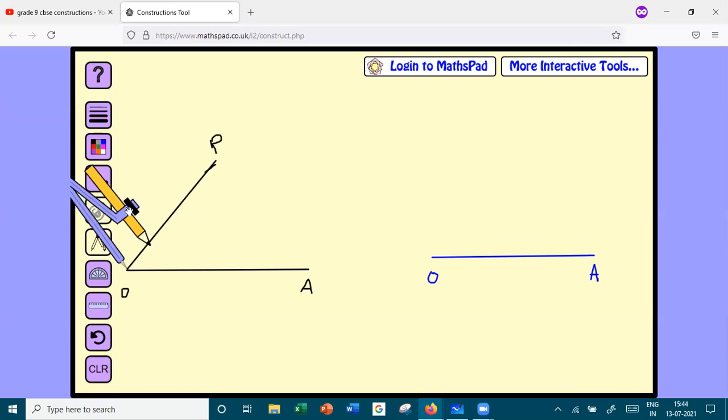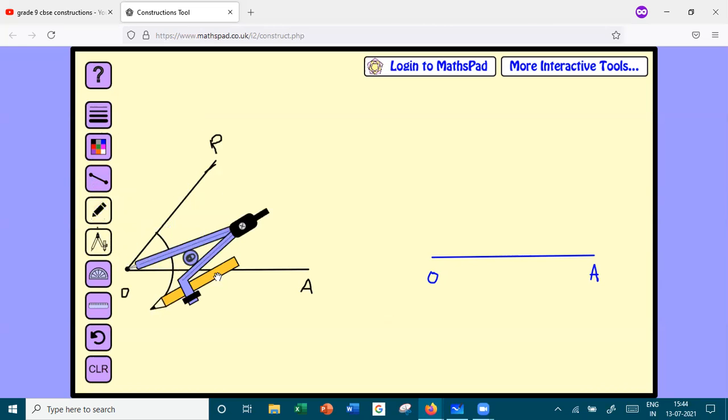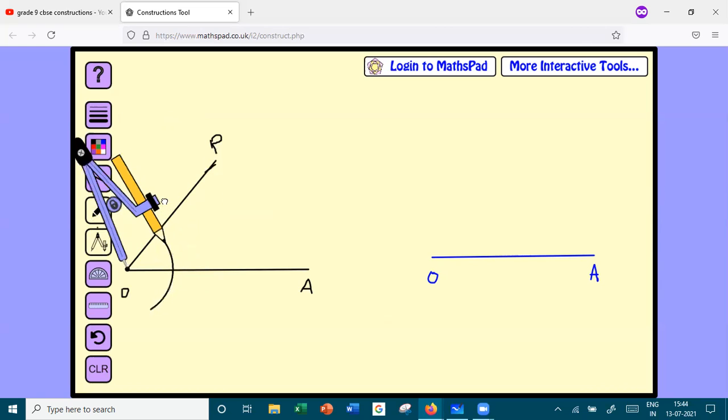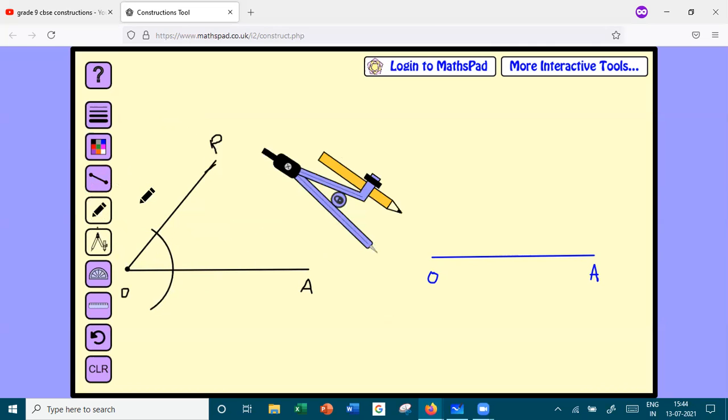Take any radius of your choice, right? Fix your compass and just cut an arc which cuts both the rays. So it should cut both OP as well as OA, right? Okay. Let me label these points as, let's say, X and Y.